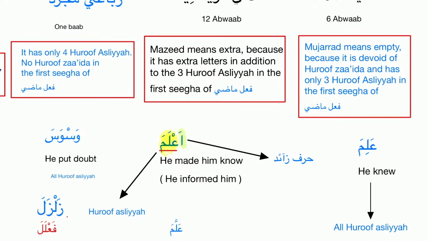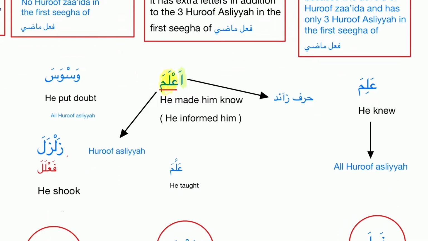Thulathi mujarrad is the one which has only three huruf asliya, no added letters. For example, alima, which means he knew. Now if you bring this alima here and say a'lama, it means he made him know, like he informed him. Like a'lama Zaydun Amran. Here the alif is added, and ayn, lam and mim are huruf asliya.